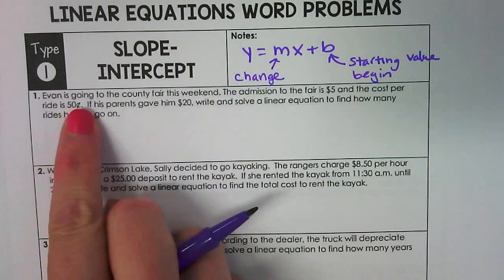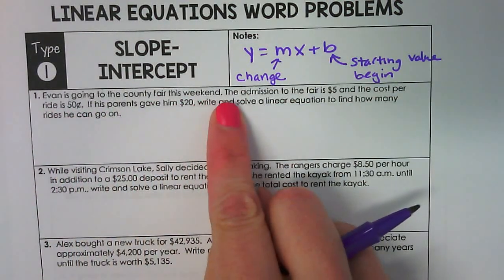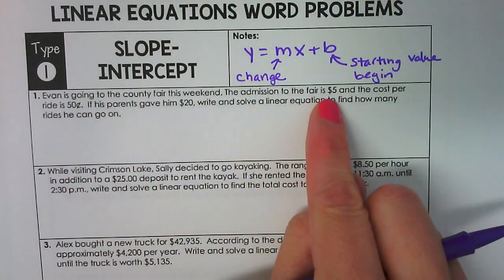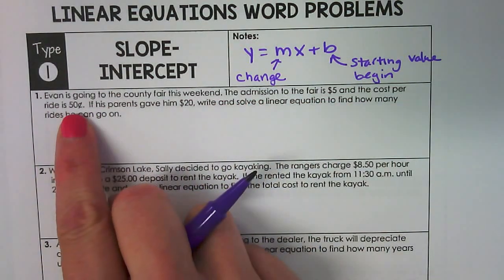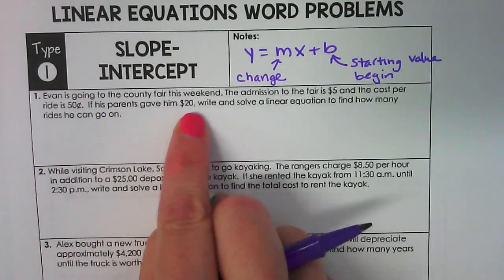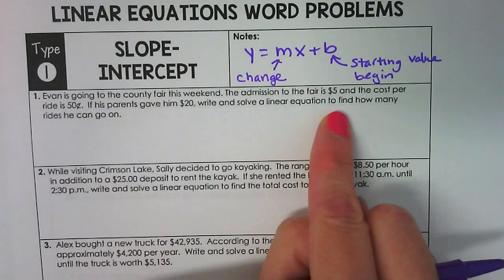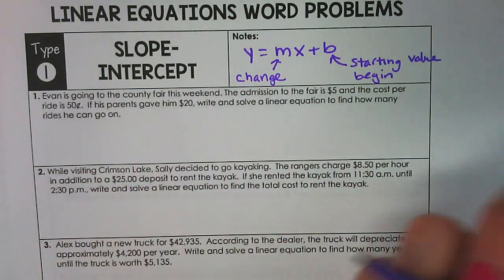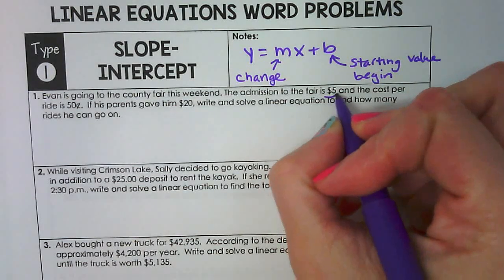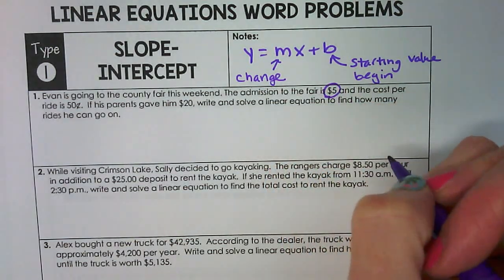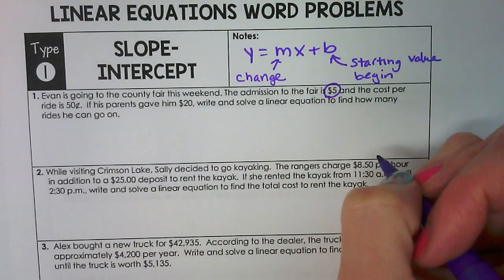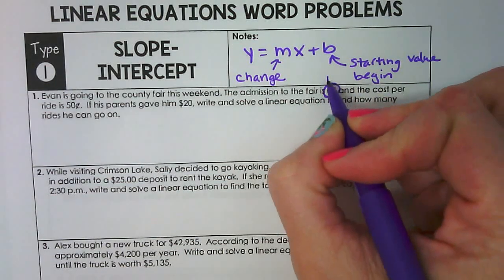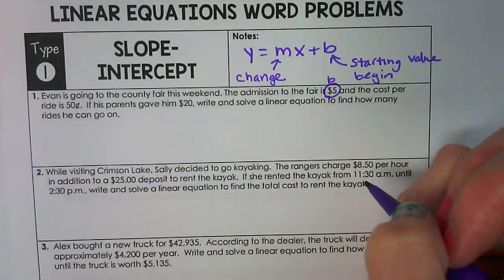The first one says Evan is going to the county fair this weekend. The admission to the fair is $5 and the cost per ride is 50 cents. If his parents gave him $20, write and solve a linear equation to find out how many rides he can go on. So if I want to write the equation, the $5, that's what he's paying to get in, no matter how many rides he goes on. So this is his beginning pay, what he pays to enter.